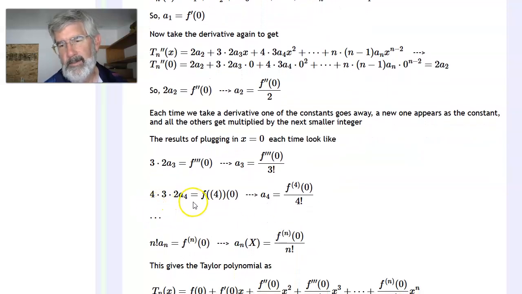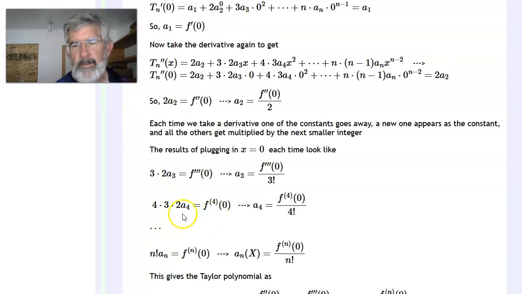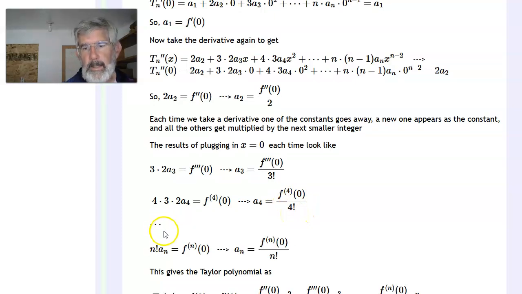Likewise, the next one, 4 times 3 times 2, a4, is going to be, the notation isn't right here, that should be fourth derivative. Maybe I can change that real quick. That looks better. 4 times 3 times 2 times a4 equals the fourth derivative of f evaluated at 0. And so a4 is going to be that fourth derivative divided by 4 factorial. And so on down the line, all the way down to the nth one here, where n factorial times a sub n equals the nth derivative of f at 0, which means that a sub n is the nth derivative of f at 0 divided by n factorial.